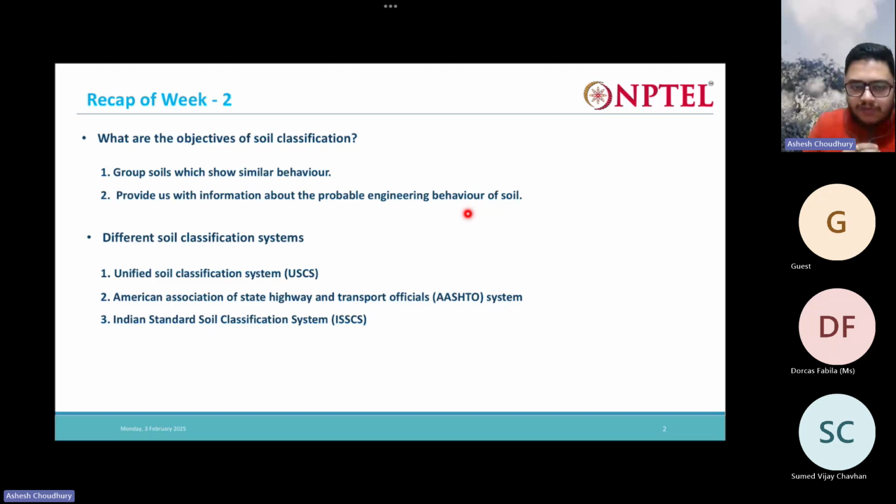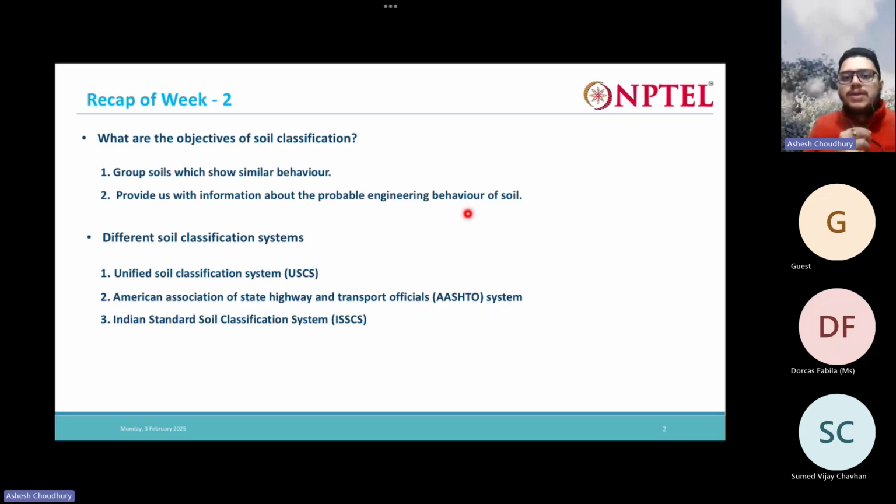So how does soil classification help us? Soil classification provides us with information about the probable engineering behavior of the soil. Say you know the type of soil, you have already classified the soil. You can make a calculated guess, or guesstimate, what kind of property or behavior that particular soil is going to have just by knowing how the soil is classified.